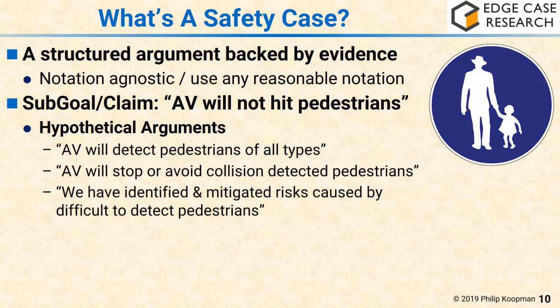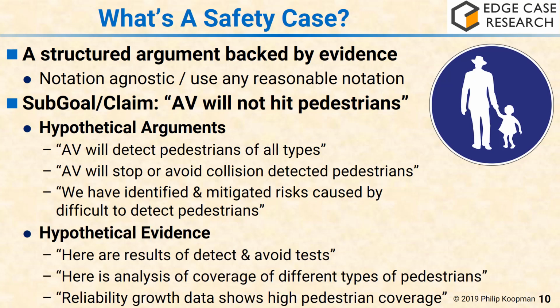So those are the arguments, but you can't just say, well, we're sure we're going to do it. You have to have evidence. And so you might have evidence of, here are results of detect and avoid tests. Here is analysis of coverage of different types of pedestrians. And here's some reliability growth data showing that our pedestrian coverage is improving over time, and we're pretty sure we're to the point we need to be to deploy.